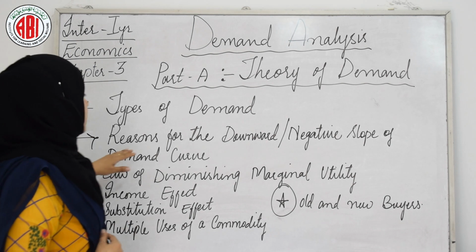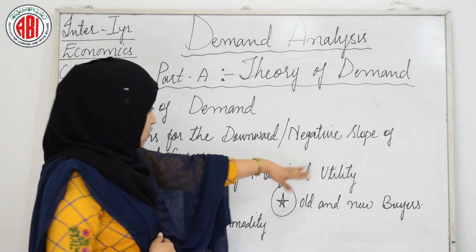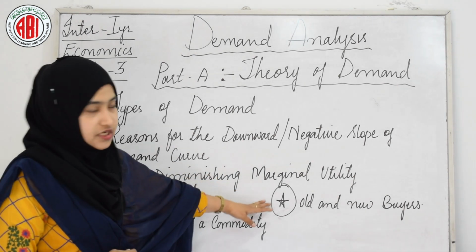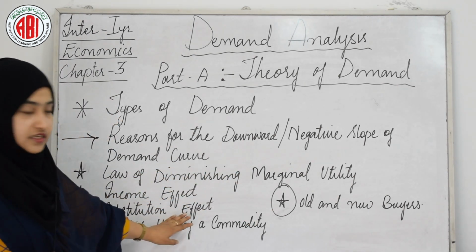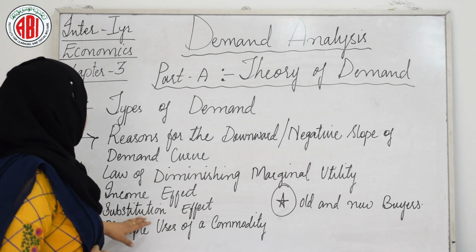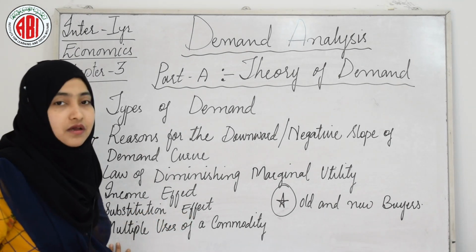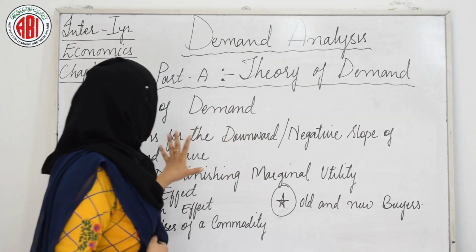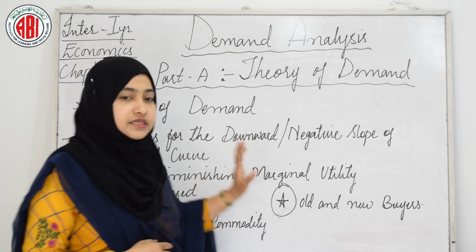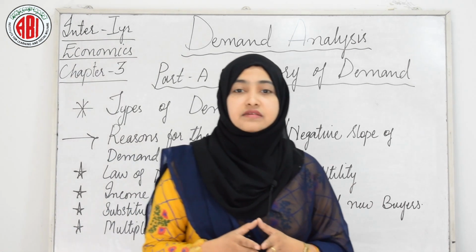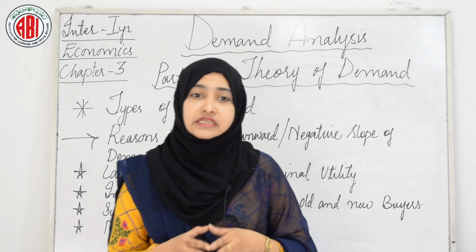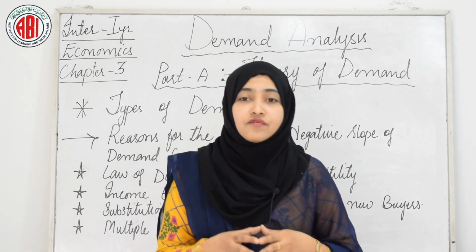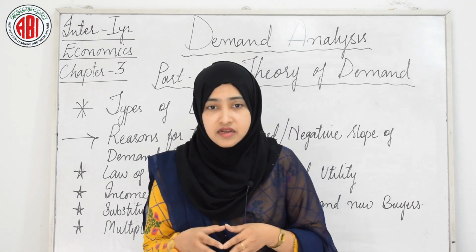See this one. Here are the reasons for the downward or negative slope of the demand curve: the law of diminishing marginal utility, the income effect, the substitution effect, the multiple uses of a commodity, and at last the old and new buyers. Now we will discuss all these in detail. First, it is observed that the demand curve generally possesses a negative slope. Here the main reasons for the existence of the negative slope of the demand curve are all these.